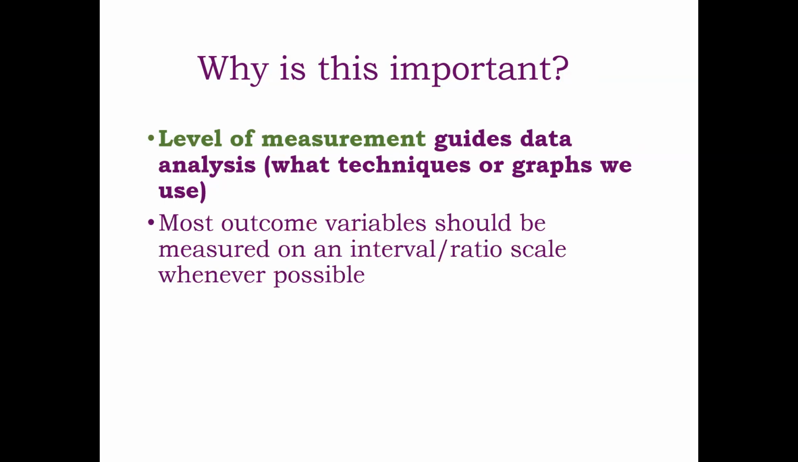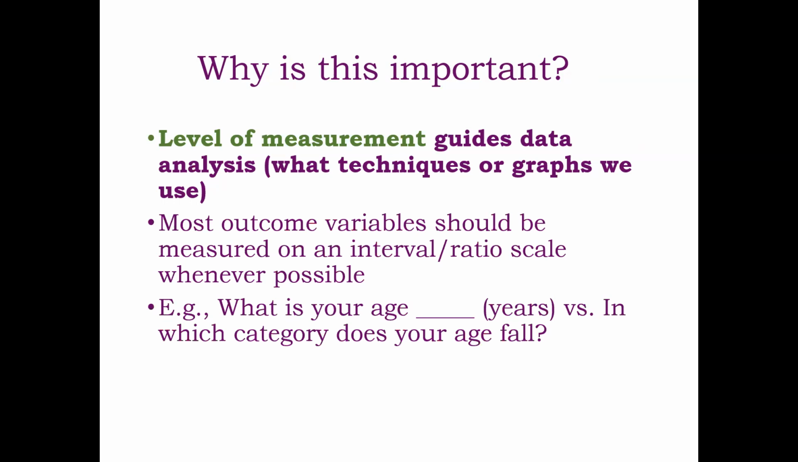Most outcome variables should be measured on interval or ratio scale whenever possible. This facilitates statistical analyses. So it's better to ask, what is your age in years, rather than in which category does your age fall? Also, because you can always go from interval or ratio to ordinal, but you can't go the other way. If you know someone's age is 20, you can code it as between 18 and 25, but you can't go from someone who selects their age as between 18 and 25 to 20, right?